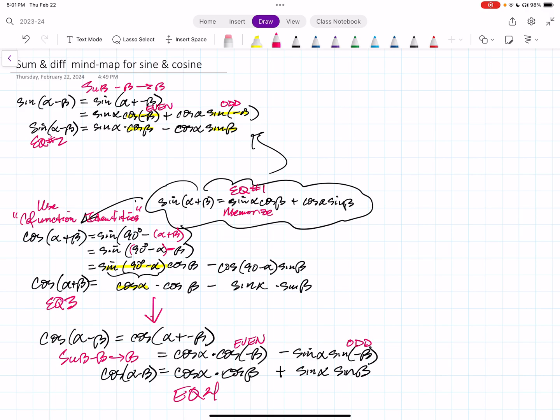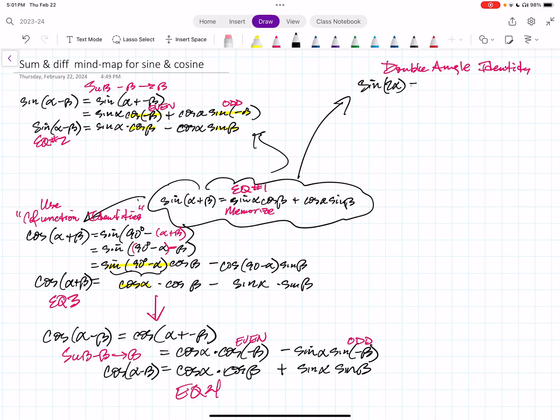Now, believe it or not, you can get all sorts of things from these guys. Let me show you what I'm talking about. From the first identity, equation number one, I get one free here. I can figure out the sine of 2 alpha. It's called a double angle identity. These are called identities, guys, not formulas.